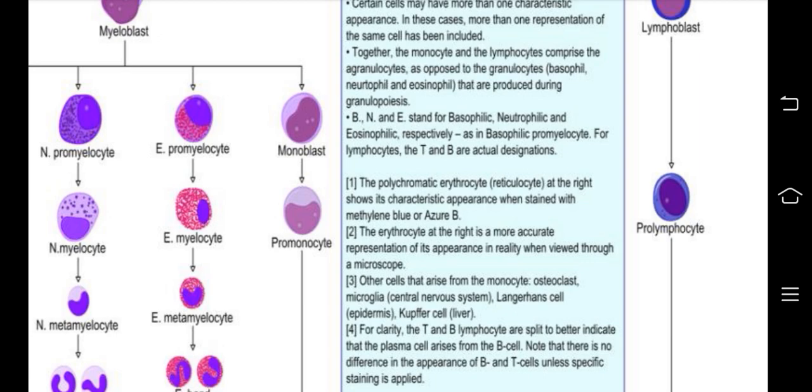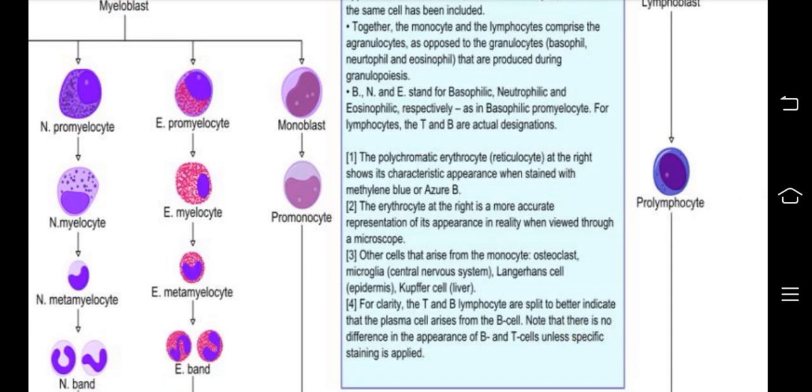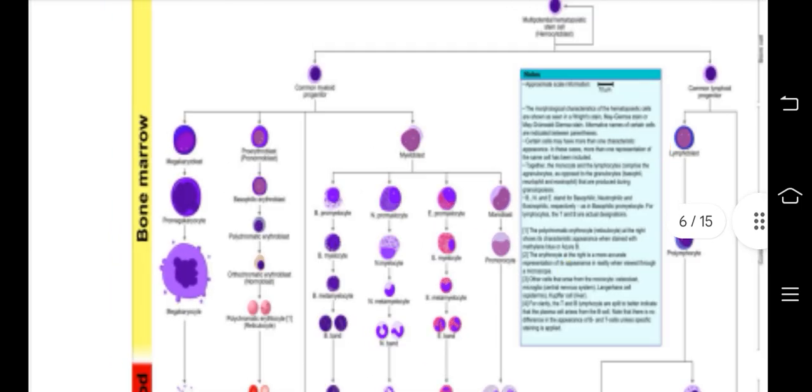Other cells that arise from the monocyte: osteoclast, microglia in the central nervous system, Langerhans cells, Kupffer cell in the liver. For clarity, the T and B lymphocytes are split to better indicate that the plasma cell arises from the B cell. Note that there is no difference in the appearance of B and T cells unless specific staining is applied.